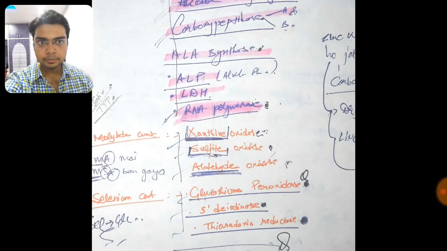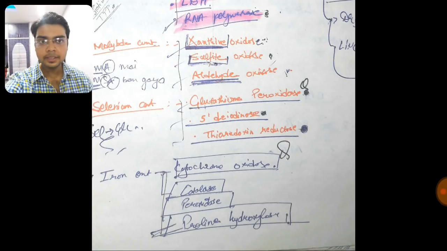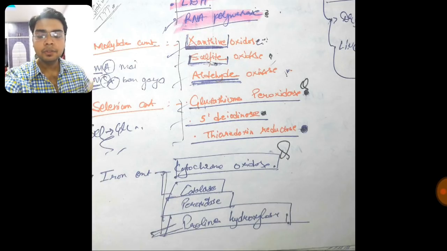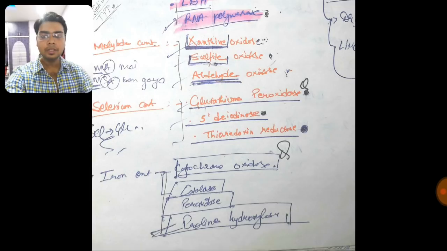Selenium is also very important: glutathione peroxidase, 5' deiodinase, thioredoxin reductase. Iron, you all know: cytochrome oxidase, catalase, peroxidase, proline hydroxylase. I know it seems difficult, but if you read them frequently, it will be memorized. And I know you can do it.